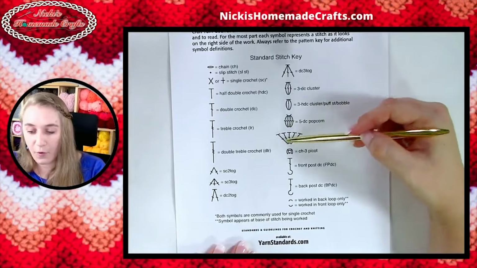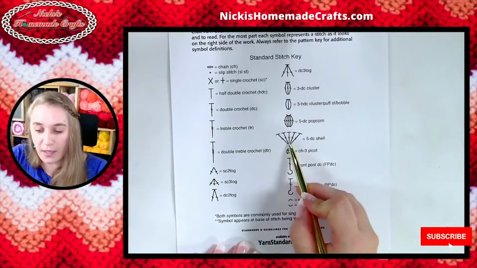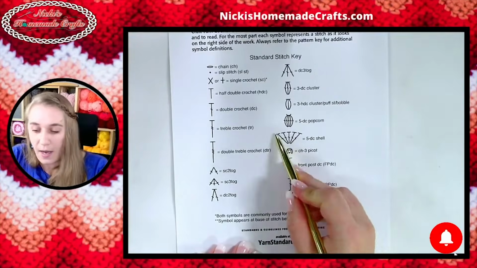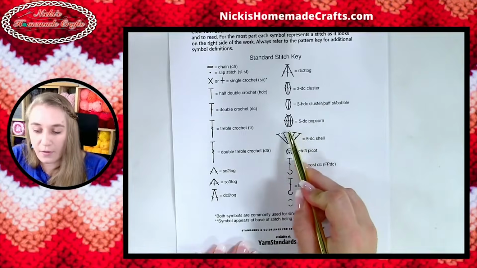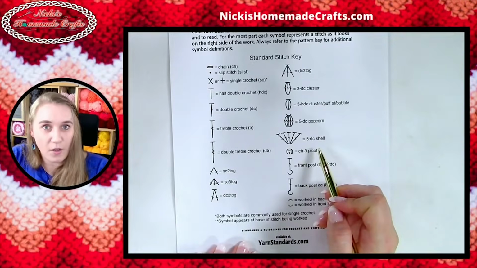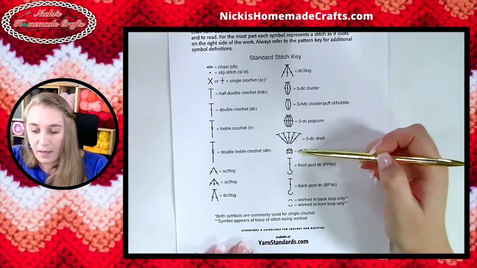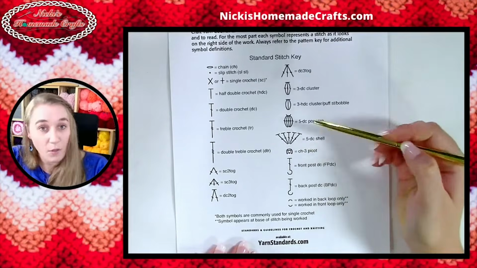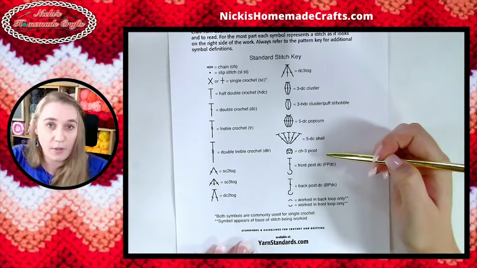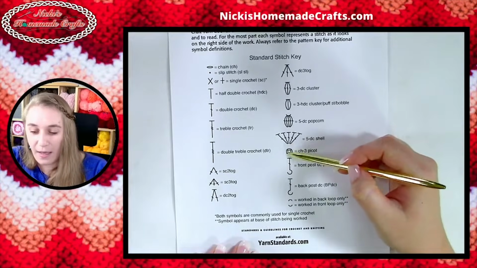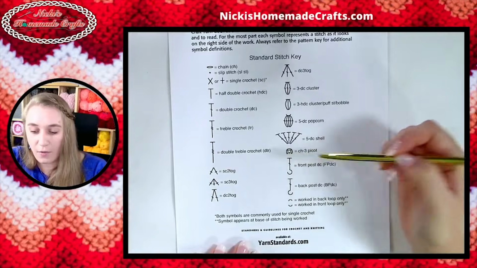And then for this one, it would be the shell. You're starting with one stitch right here and you end up with 5. You can see that there's 5 lines over there on top, therefore you're ending up with 5. Here you can see it's chain 3 picot, or picot, however you're going to pronounce this, right? So you can tell how to make it. So you have chains and you have the slip stitch.